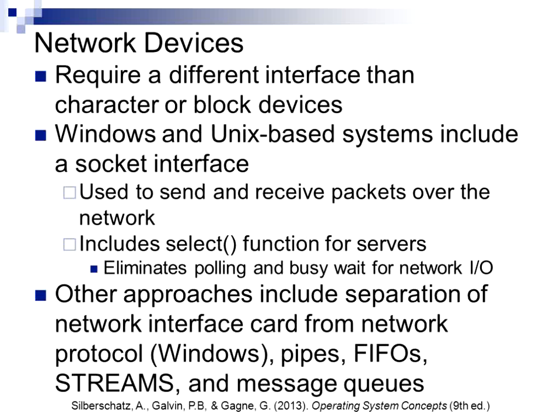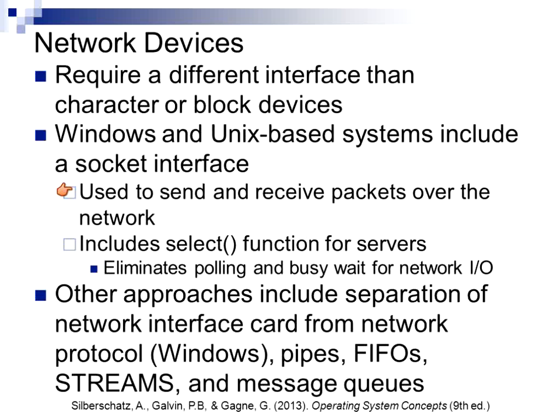So to continue, another type of device is a network device, and network devices require a different interface than character or block devices. Here, what we want to do is use what's called a socket interface. Windows and Unix-based systems all include sockets, and those are used to send and receive packets over the network.